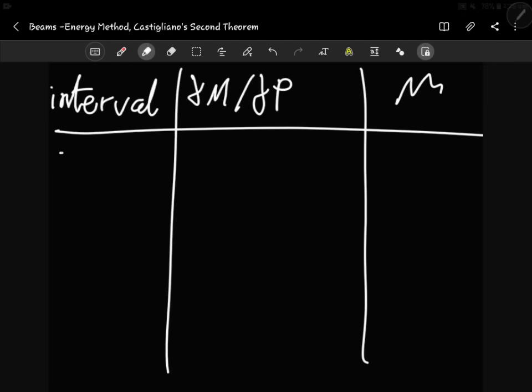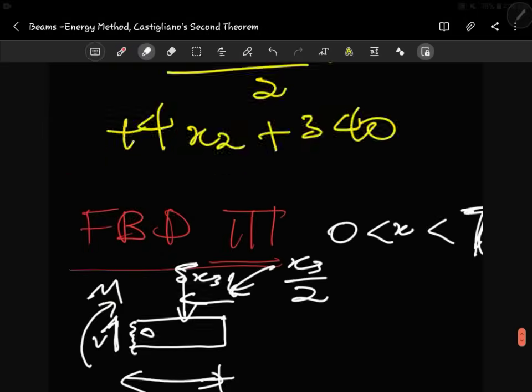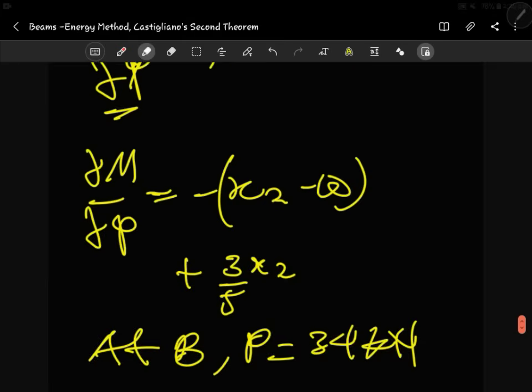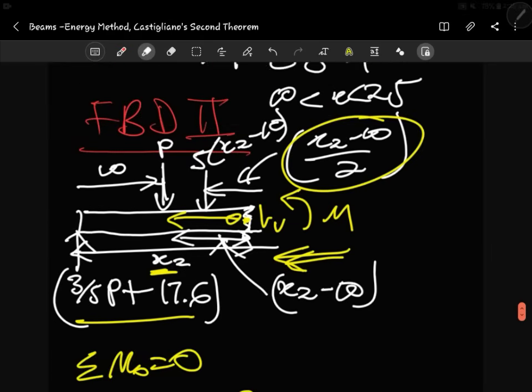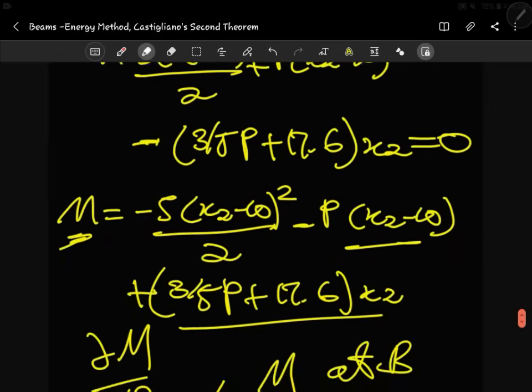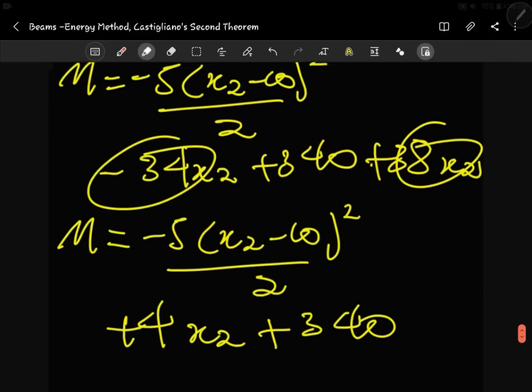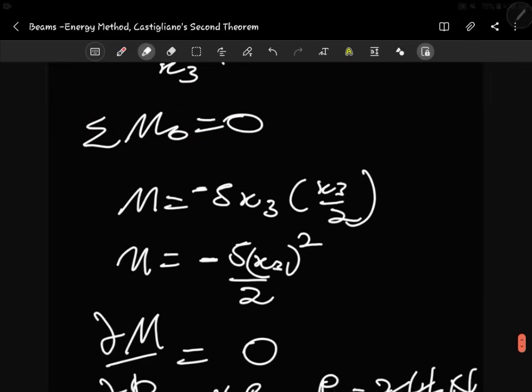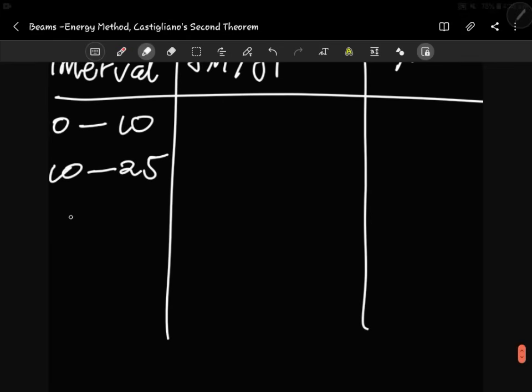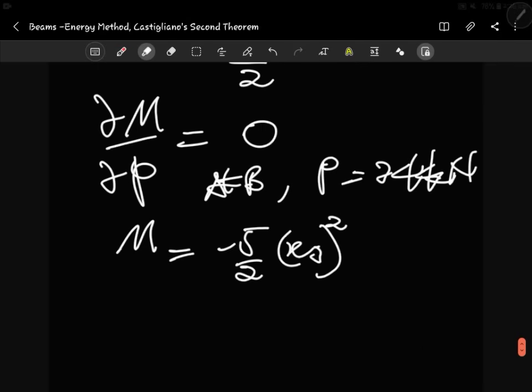The first interval was between 0 to 10, and this next one is about 10 to 25. Let's confirm that. 10 to 25, yeah, and the last one is 0 and 7, right? 0 and 7. Now I'm going to put in their equations.